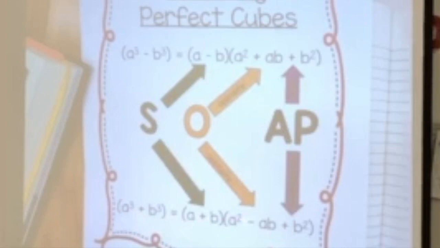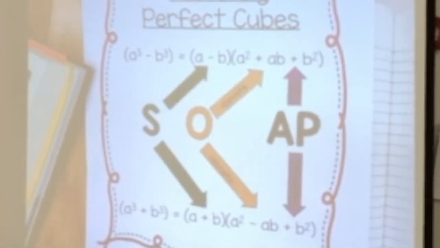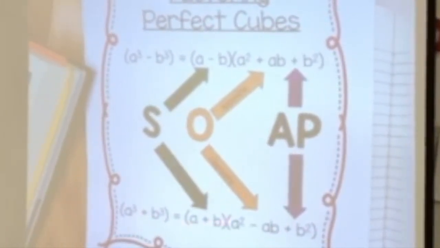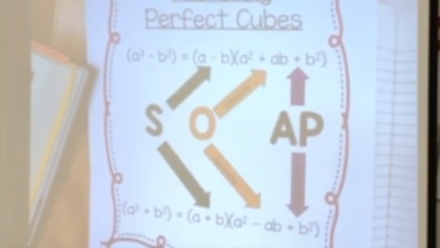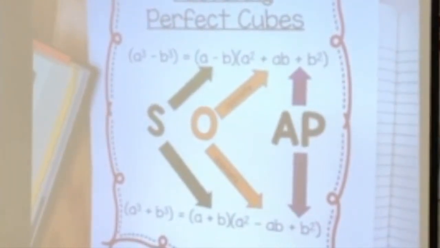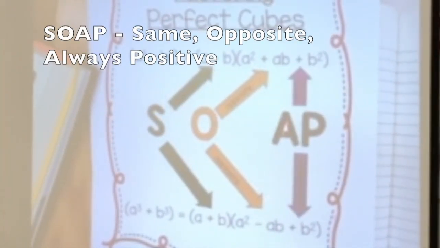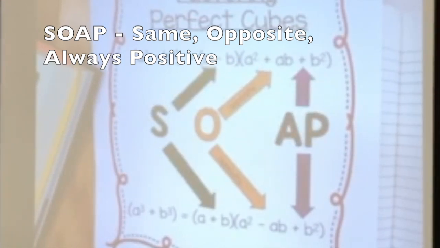Now let's look at this one down here. That's when it's a minus sign. When it's a plus sign, it's the same formula. Binomial, A plus B, and then A squared minus AB plus B squared. However, this is where this acronym SOAP comes in.